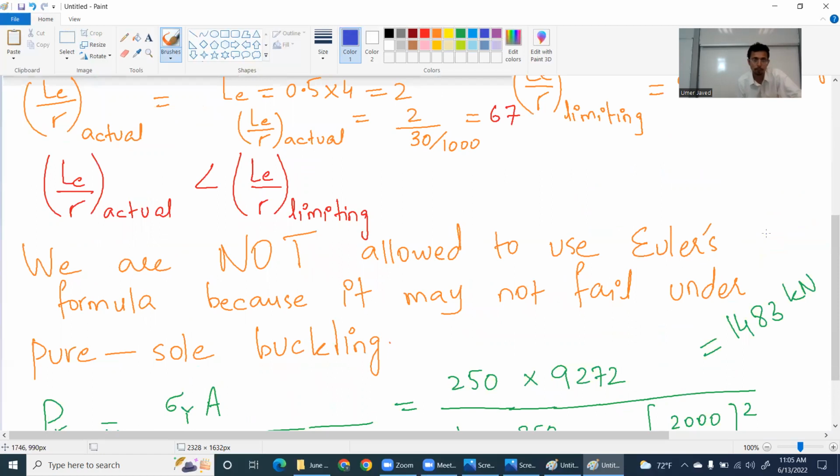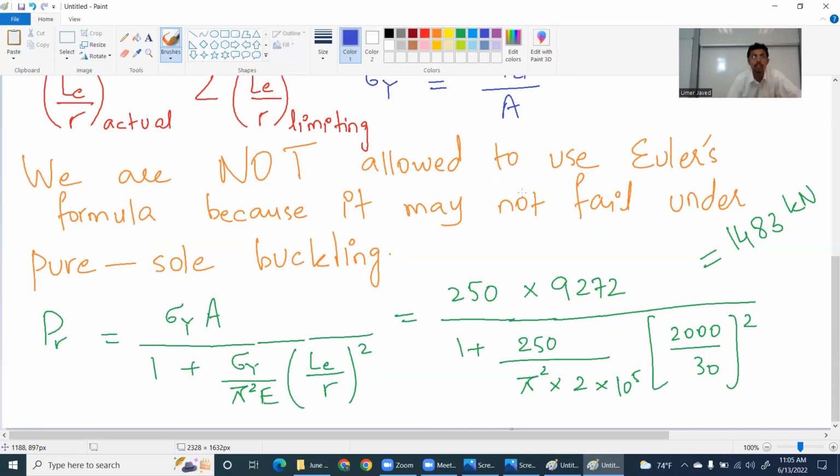Yes, please. When there is no buckling, there will be yielding. This Rankine-Gordon formula is for when buckling and yielding both are happening. So we are actually in that zone where buckling and yielding are together. The structure is falling under both of them. Euler's formula is when the structure has fallen under pure buckling.